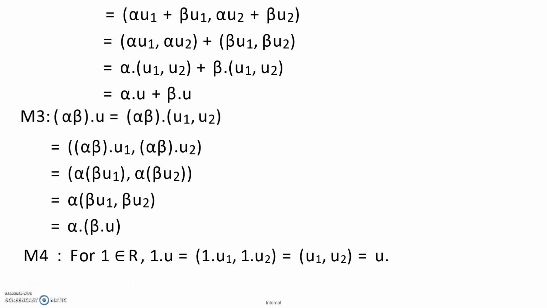M3 is satisfied. For M4, 1 belongs to R. 1 into u is equal to 1 into u1 comma 1 into u2, and which is equal to u1 comma u2, which is nothing but u. Hence we can say that M4 is also satisfied. Therefore V is a vector space because it satisfies all 10 axioms.